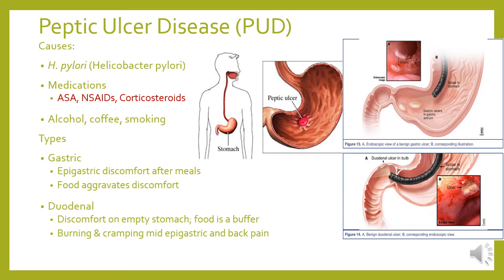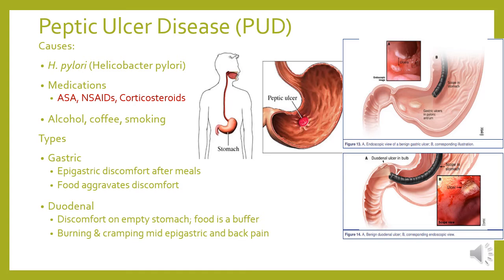Then there's duodenal, which is more commonly caused by the H. pylori bacteria. In duodenal ulcers, the client will have discomfort once the stomach is empty, so food is usually a buffer. The client will complain of burning and cramping in the mid-epigastric area and also the back.